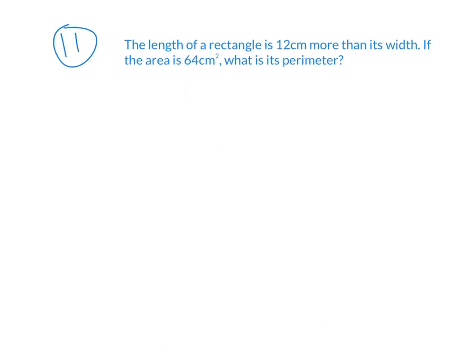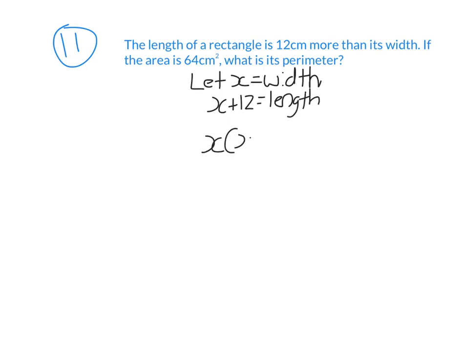So the length of a rectangle is 12 centimeters more than its width. The area is 64. What's its perimeter? So you have to think to yourself, what do I need to know in order to find the perimeter of a rectangle? And that's, of course, its dimensions, its length and its width. So that's what we're going to use quadratic equations to solve. So let's let x equal the width of this rectangle. So if x is the width, the length, we don't want to introduce another pronumeral, it'll be x plus 12 because it's 12 centimeters more. So the area of the rectangle is width times length, and we're told that that equals 64.